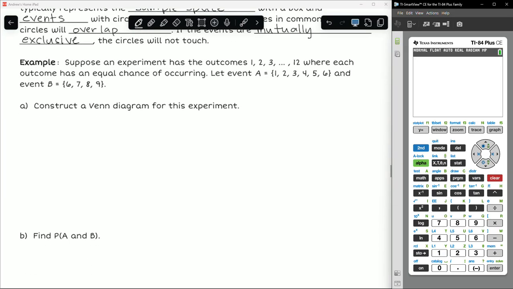So it says, suppose an experiment has outcomes 1 through 12, where each outcome has an equal chance of occurring. Let event A equal the numbers 1 through 6, and let event B equal the numbers 6 through 9. Construct a Venn diagram for this experiment. So first thing I'm going to do is draw a box. And that box is going to represent all of the numbers between 1 and 12.